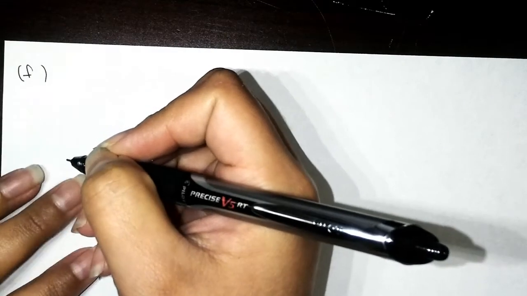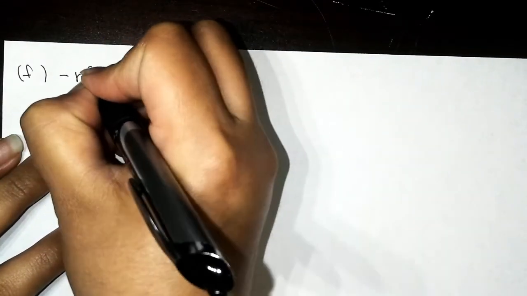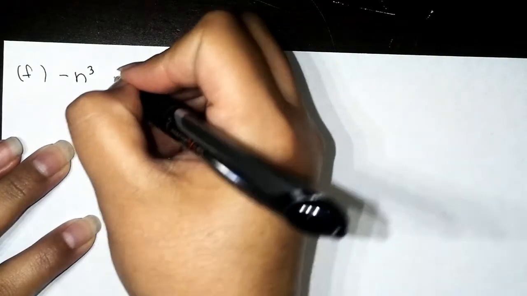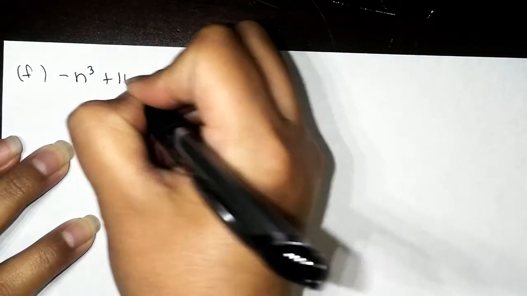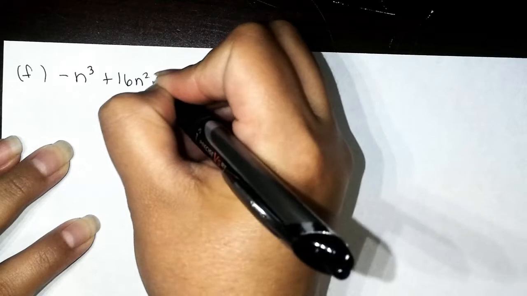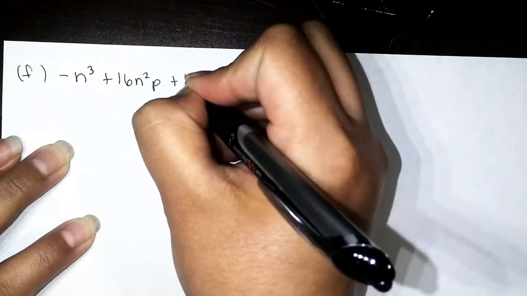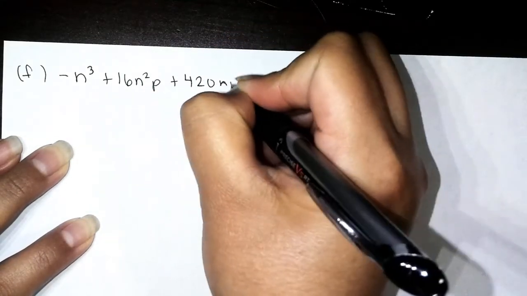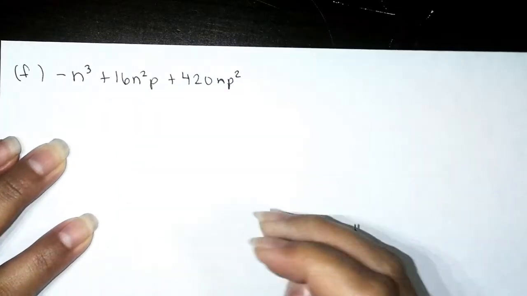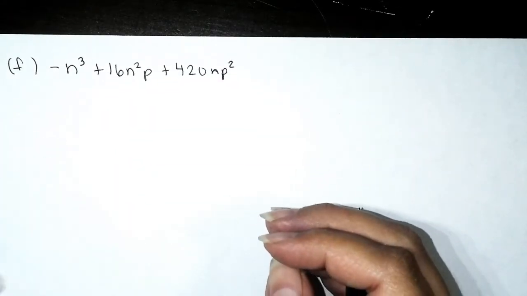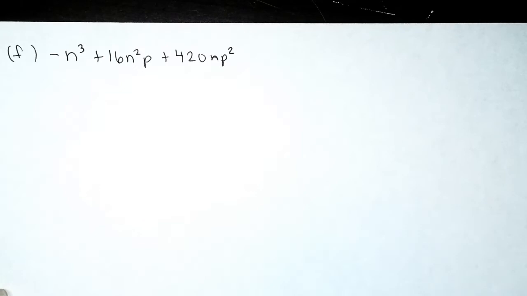Problem F, we have, where am I? Okay, so we have negative n to the third power plus 16 n squared p plus 420 n p squared. Is this a spicy problem? Yeah, it sure is, because this is problem F, not problem A. Okay, but not to fret or whatever that means.